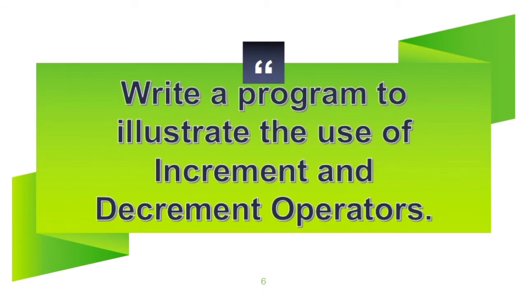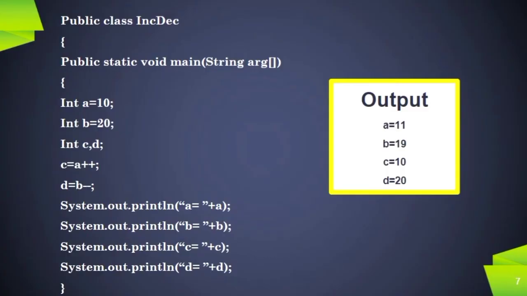Write a program to illustrate the use of increment and decrement operators. In this program the class name is incdec. It is nothing but increment and decrement; I have written it in short. Open flower bracket. Public static void main string arguments. Again open flower bracket for the body. Here I am using the data type int and the variable a is equal to 10, where equal to is the assignment operator and 10 is the value. So totally int a is equal to 10. Next one is int b is equal to 20.